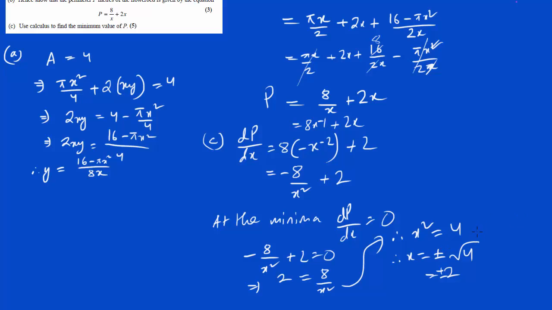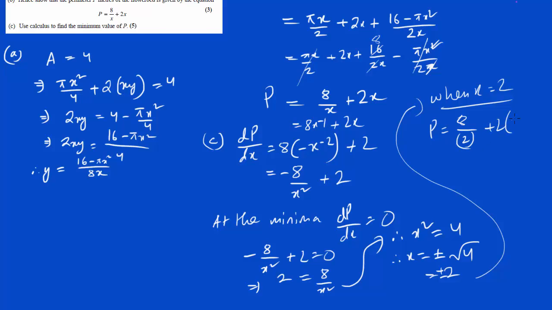So now we have to find the minimum value, which is the value of p. So when x equals 2, p equals 8 by x, which is 2, plus 2x, which is 2. That would be 4 plus 4 equals 8. So the minimum value of p is 8. We don't have to give any unit because they did not ask for the minimum perimeter. They asked for the minimum value of p.